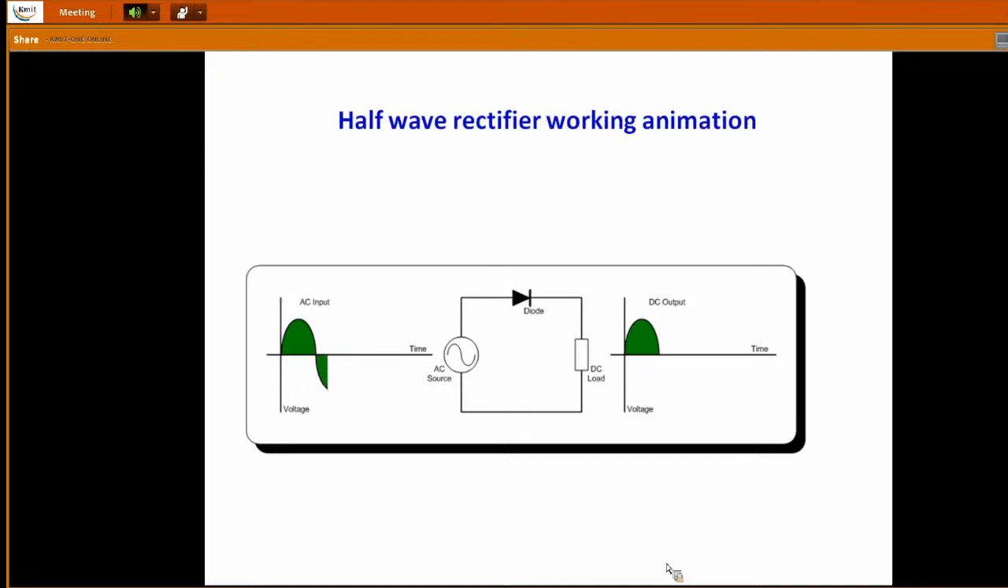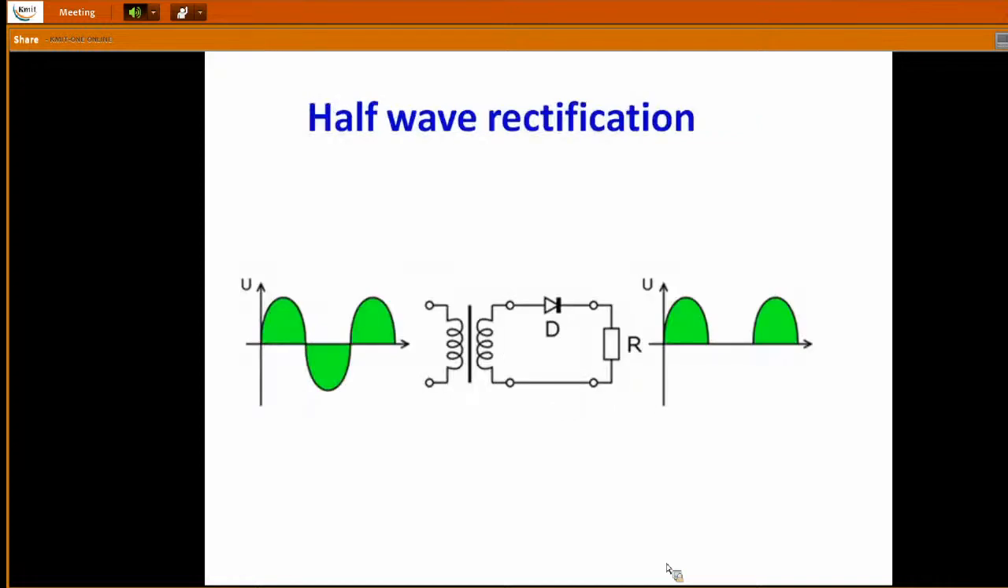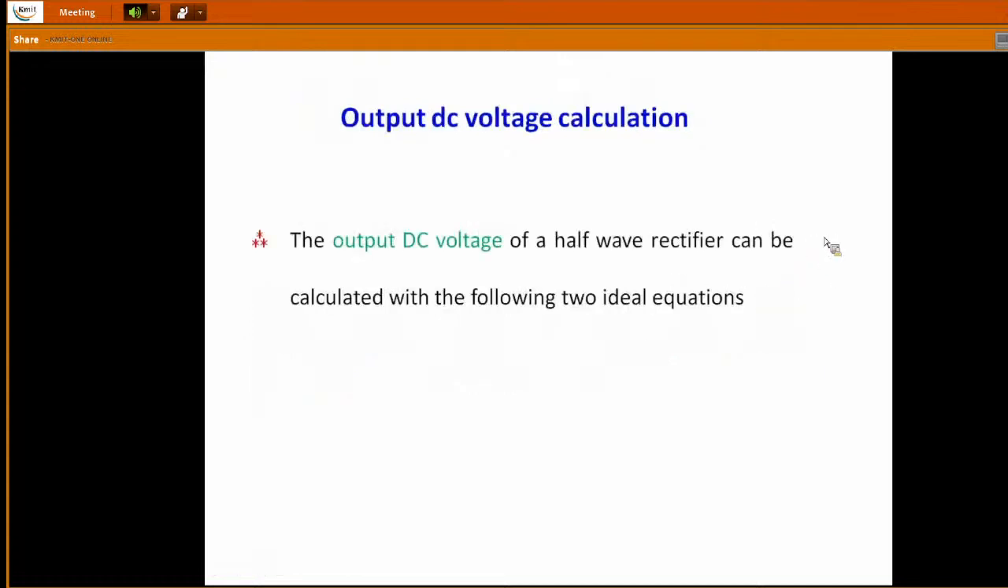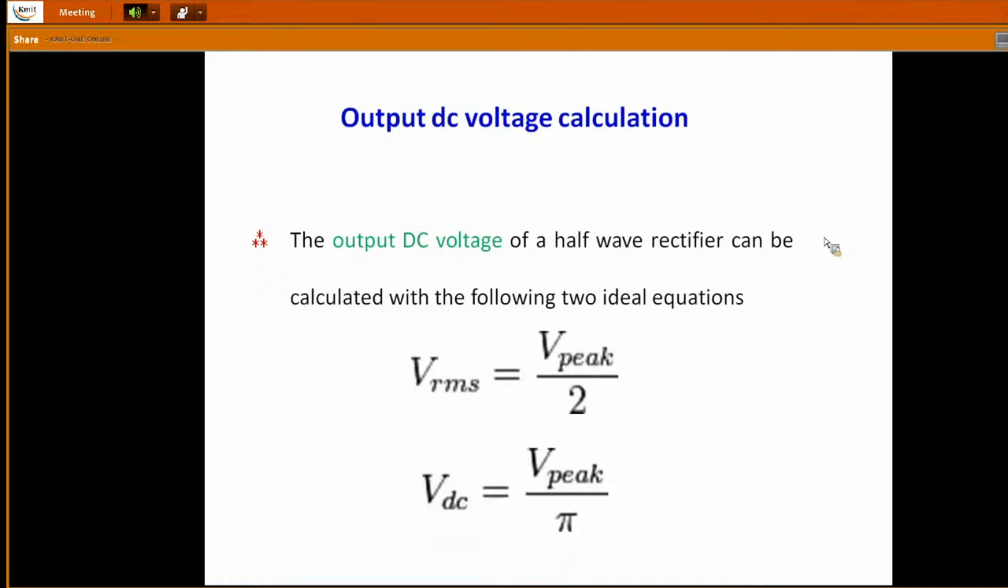Now we will start the mathematical representation part. Now this is a half wave rectifier. It will rectify only half of the signal. These two are the images I have shown to you. Now, output DC voltage equation calculations. Output DC voltage of a half wave rectifier can be calculated with the following two ideal equations. What are those? RMS value, as well as the DC value. Now these two are very, very important formulae.